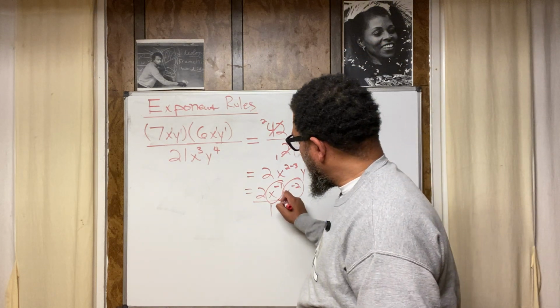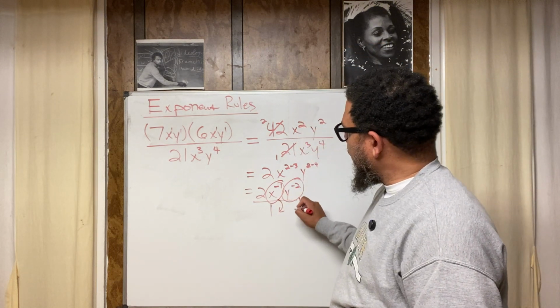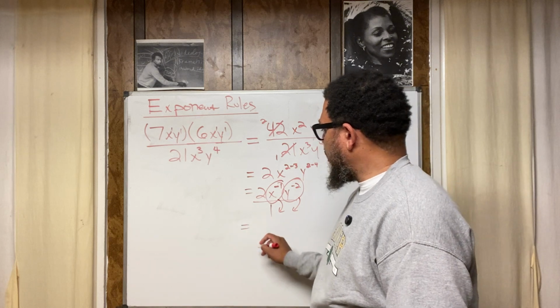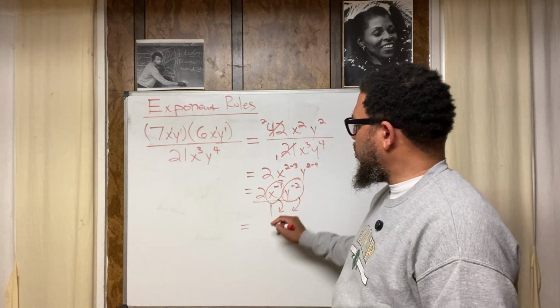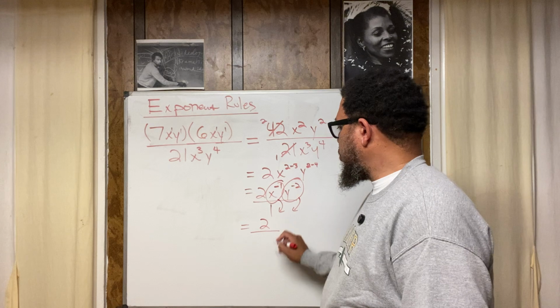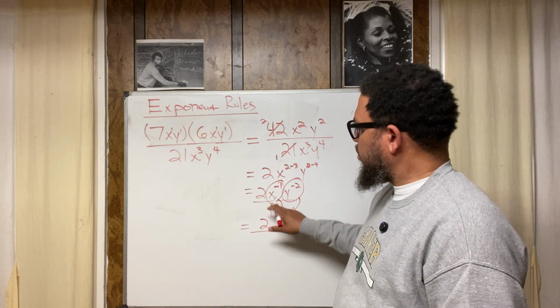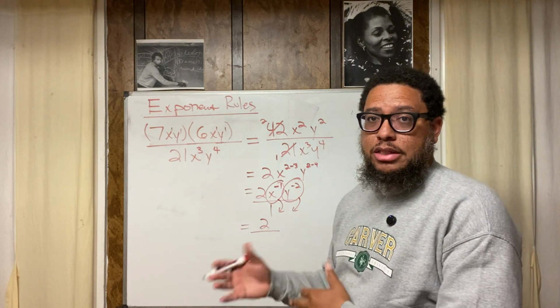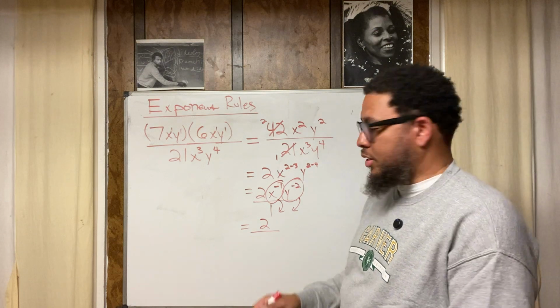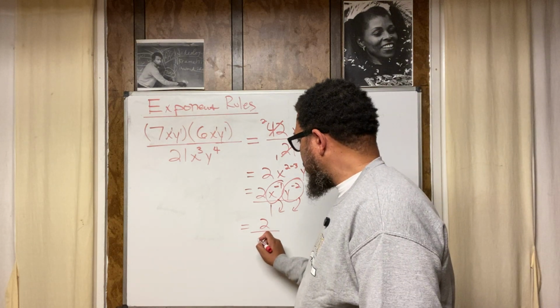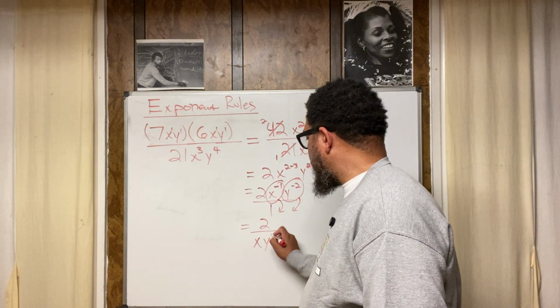So this x to the negative 1 is going downstairs. This y to the negative 2 is going downstairs. Now what are we left with? We're left with a 2 in the numerator. The 2 is up top. Now this 1 is not really necessary. Once the x and the y go down there, it's not necessary, right? So we're going to have x y squared.